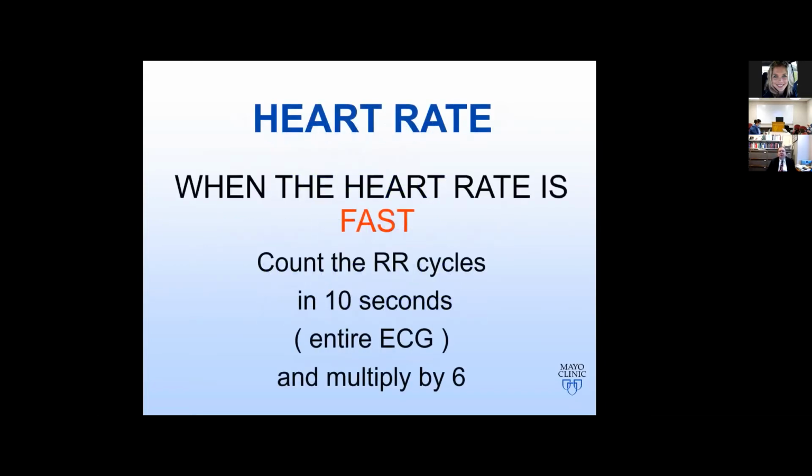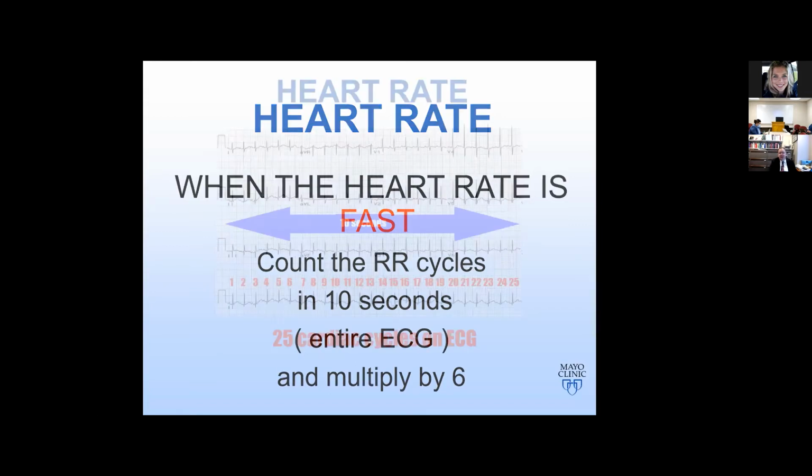First of all, let's go through the rate. There are a couple of ways that you can determine what the rate is. First, realize that the ECG runs for 10 seconds. Therefore, it's just like taking the pulse for 10 seconds. So if you count the number of QRS complexes and multiply by 6, you'll get the heart rate on the ECG. The computer is pretty good at determining heart rate, but if you want to check it yourself, this is one way to do it.